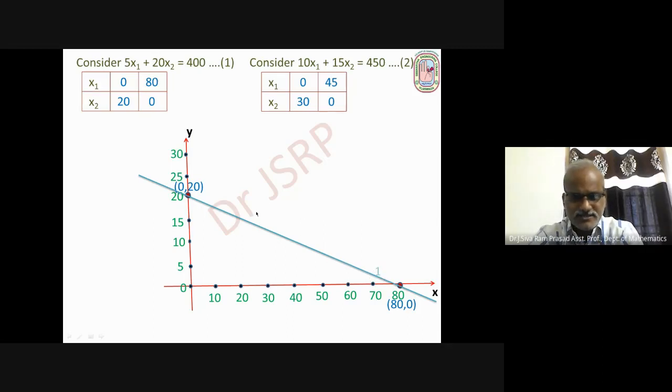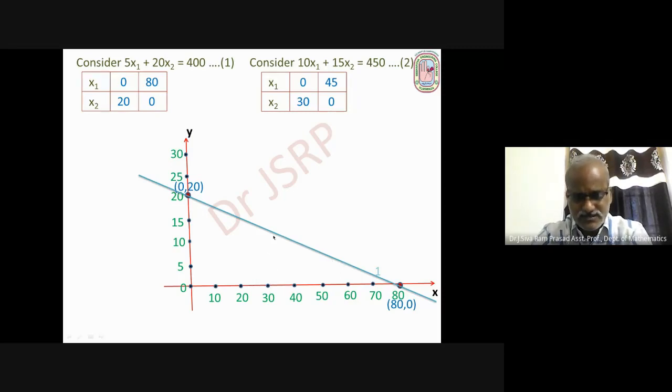Right, so this is a straight line. It gives the points satisfying this equation. But actually our first constraint is a less than or equal type constraint. So here we drew only the equality points. We have to identify the points satisfying the inequality. So how do you identify that?